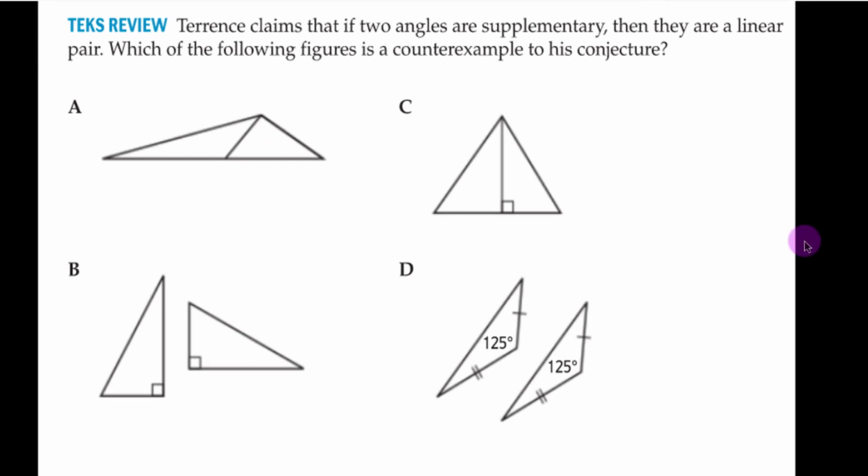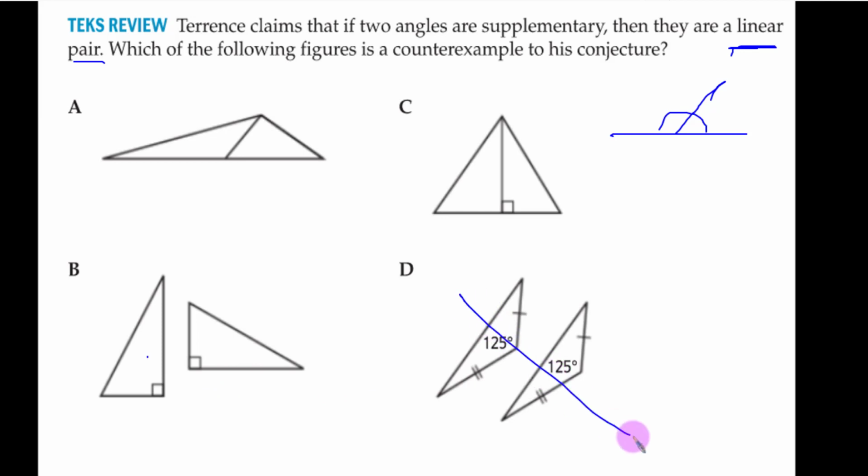Okay, the next problem says a student named Terence claims that if 2 angles are supplementary, then they are a linear pair. Okay, well, what is a linear pair? A linear pair is when 2 angles touch each other, so they're adjacent, and they form 180 degrees. Okay, let's look over here. First condition is that 2 angles are supplementary. Well, these 2 angles are supplementary. These 2 angles are supplementary. These 2 angles are supplementary because remember, supplementary means add up to 180.